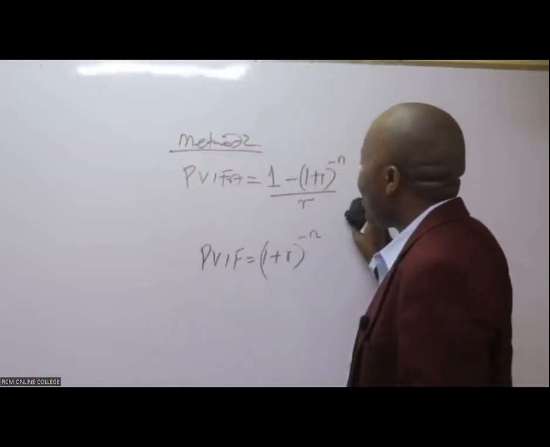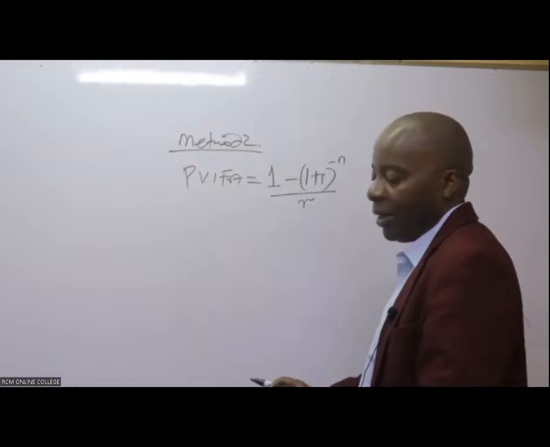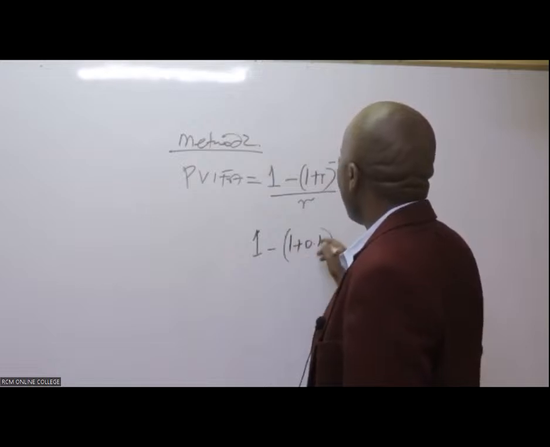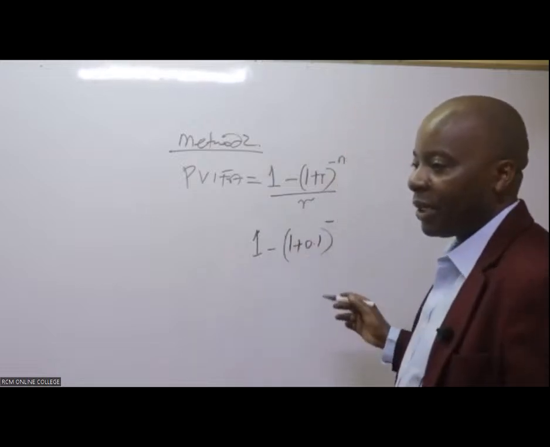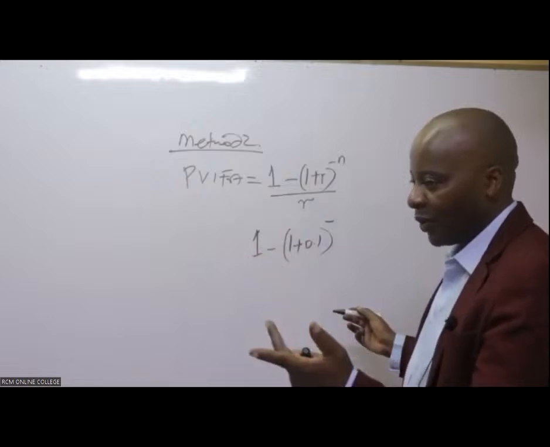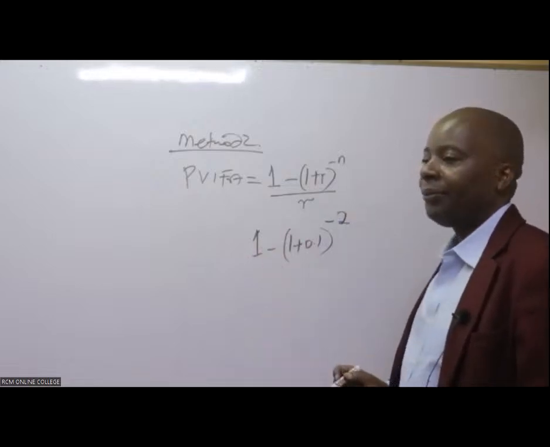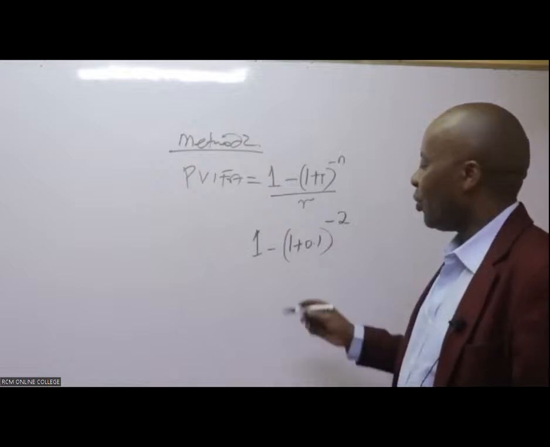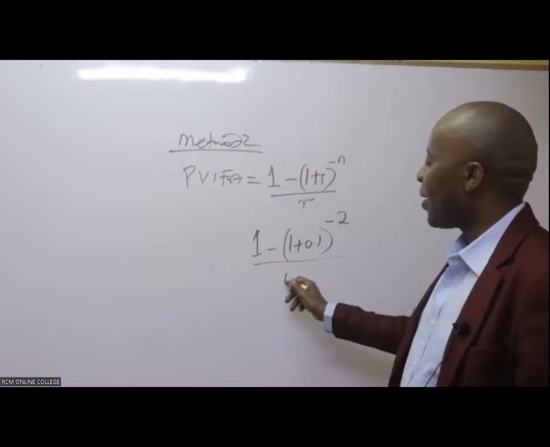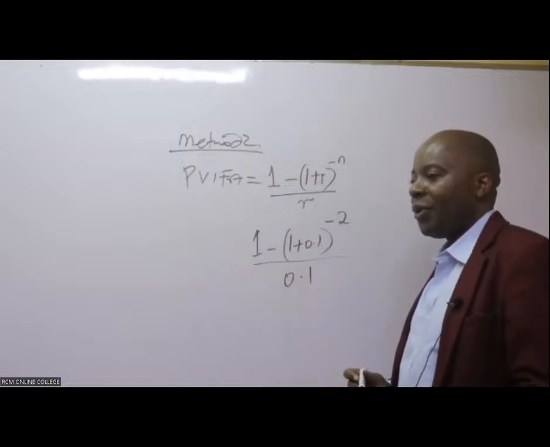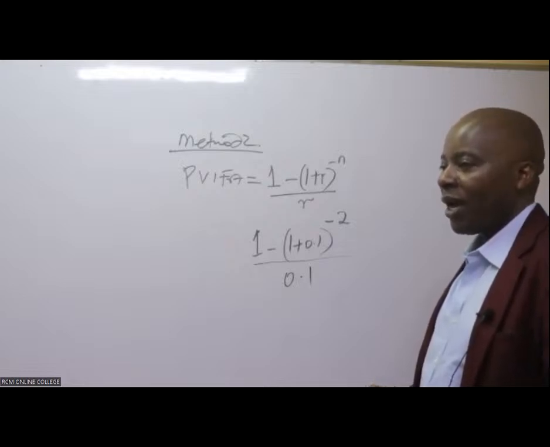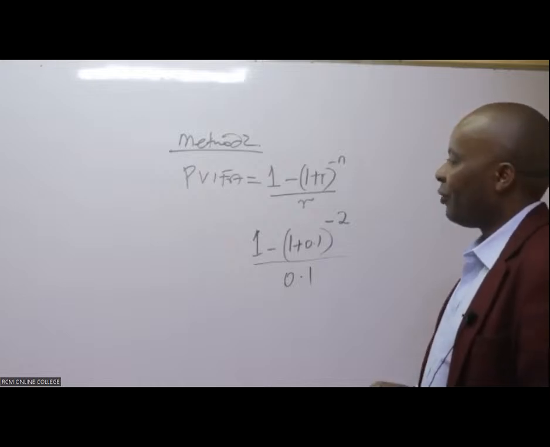So I would want you guys to do me a favor. We know what our R is. So this will be 1 minus 1 plus 0.1 raised to negative n. Our n in this particular case is a 2-year thing. I use 2 years to simplify. So minus 2 like that. And then whatever we get, we shall divide by R, which is 0.1.